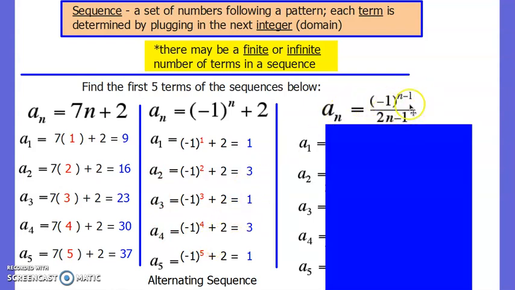Take a second. There's a little bit bigger sequence over here at the right. See if you can fill in all of the n's, a sub 1, 2, 3, 4, and 5. Find the first 5 terms of the sequence given here.